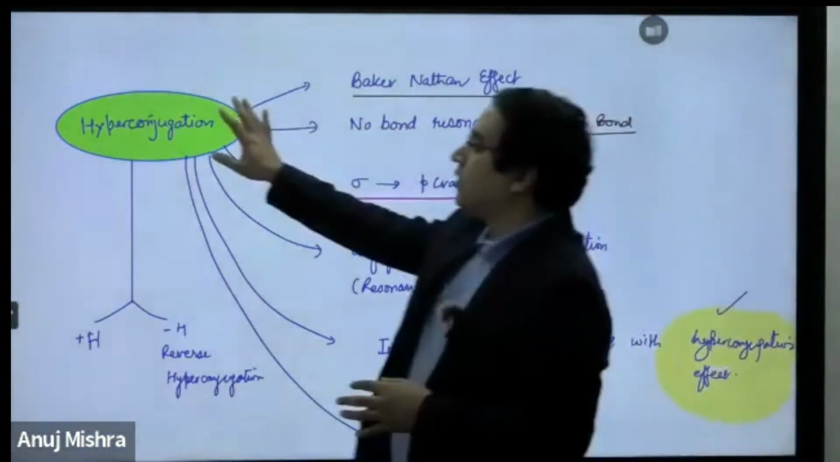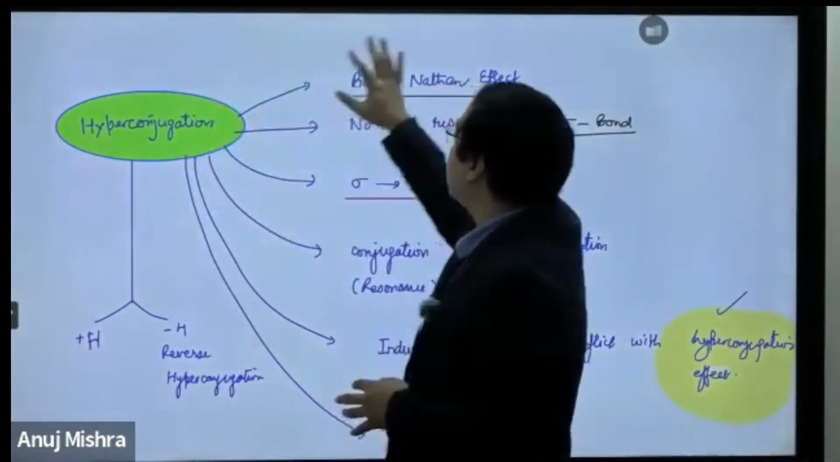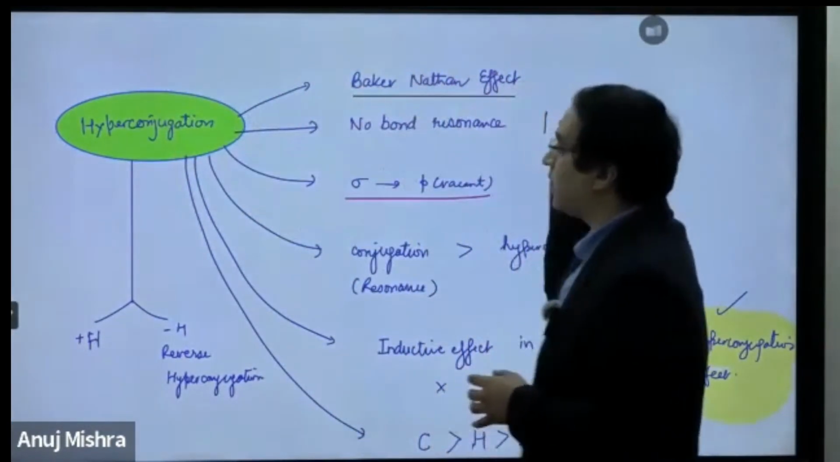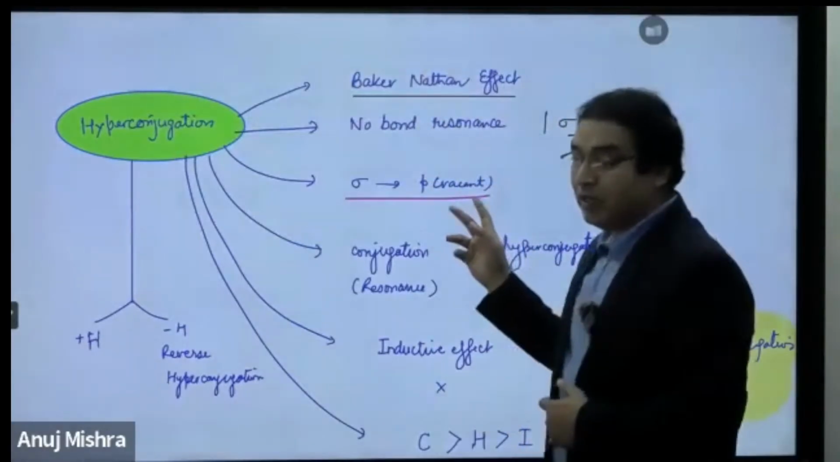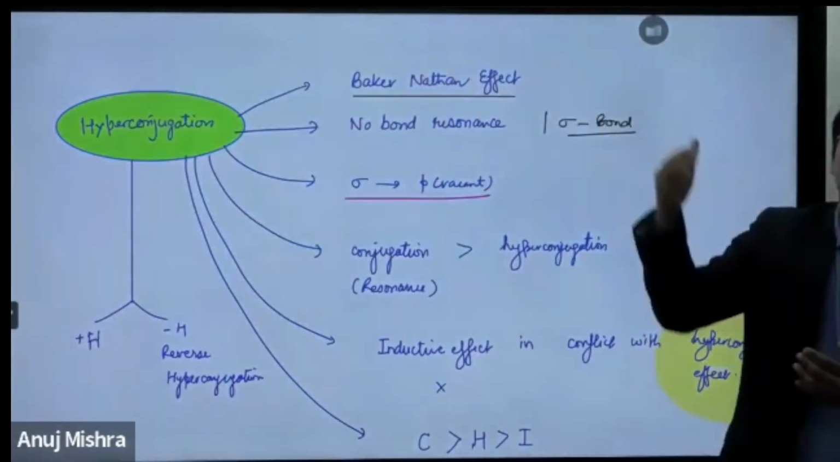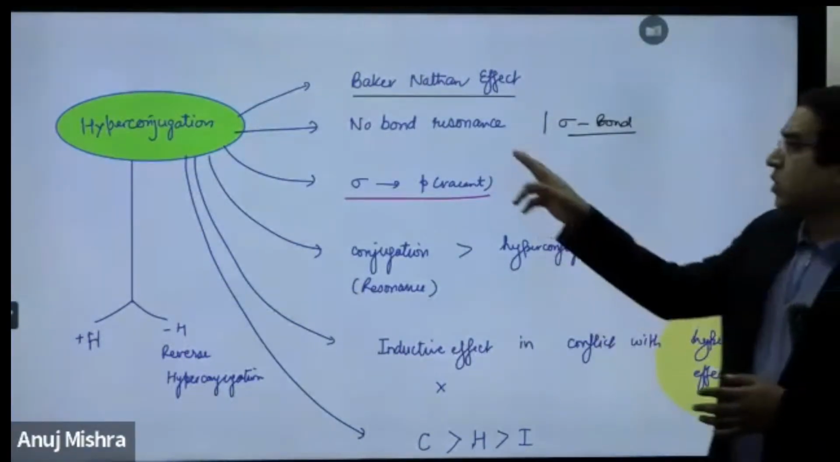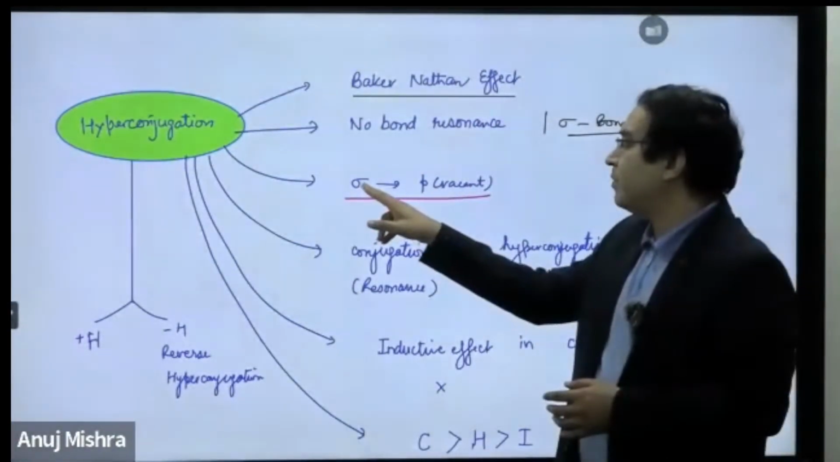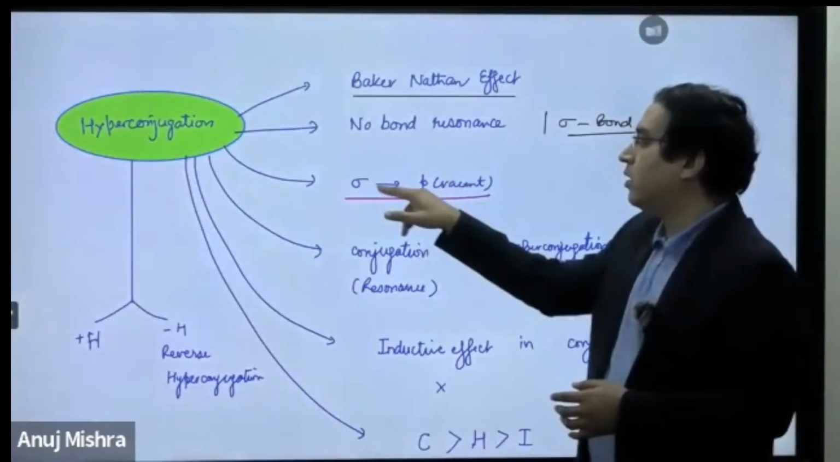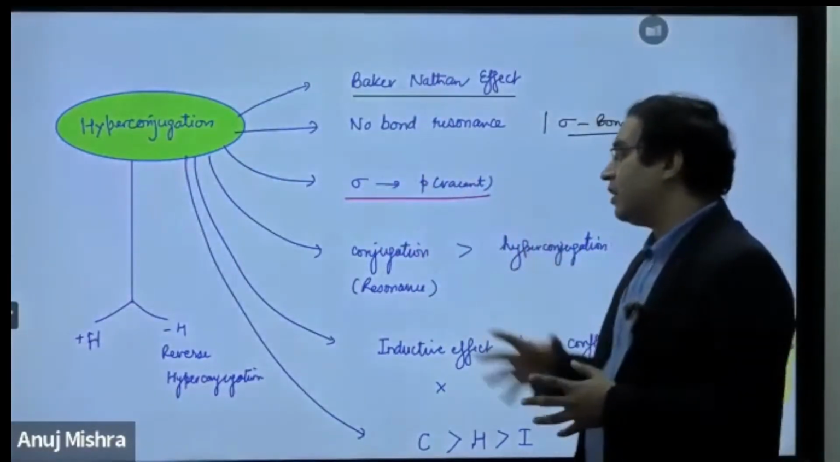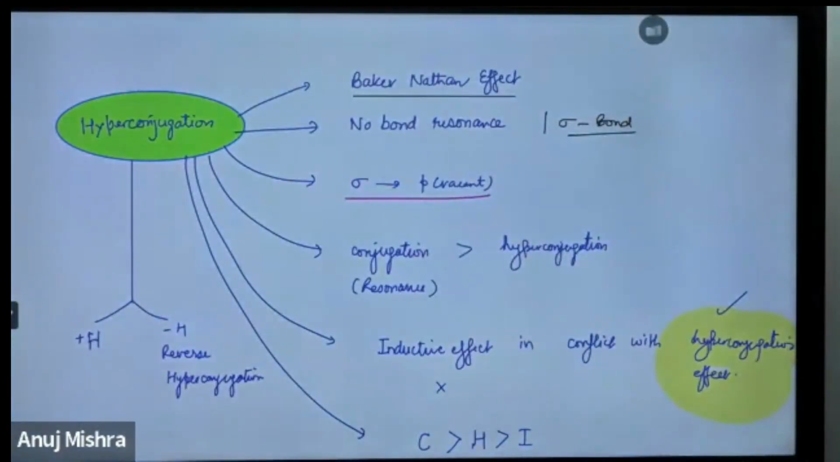Now what is hyperconjugation? This is also known by various other names, by the name of the persons who found it, Baker and Nathan. So Baker-Nathan effect. No bond resonance. Normally we don't see a kind of bond moving and that kind of thing that is normally there in double, single, double and all. So it's called no bond resonance. This is also called sigma to p vacant orbital support. Sigma, but I'll explain you everything, don't worry. Sigma to p vacant, that's why it is also called sigma to p vacant.